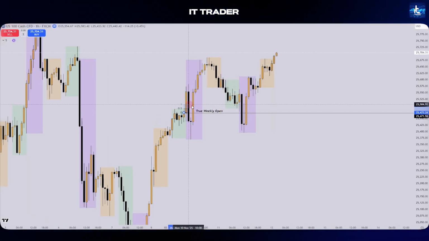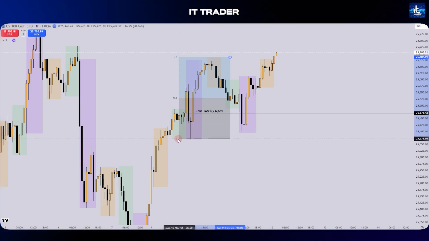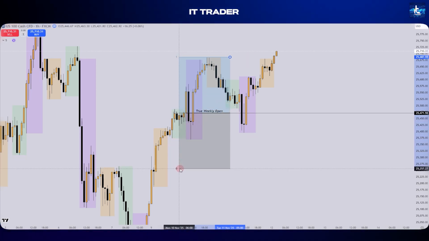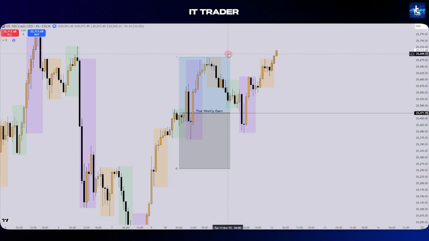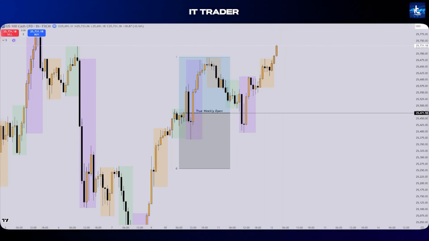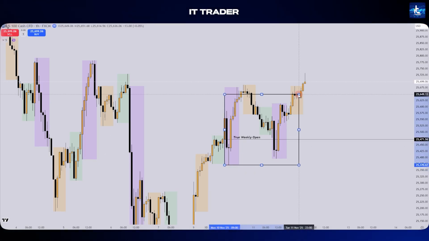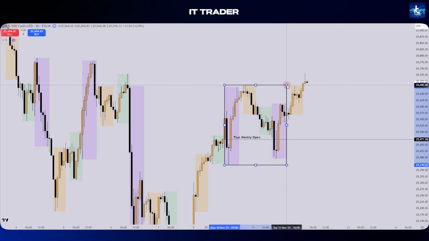Now, it's important to note that if we focus on the true weekly open, then everything above this level is a premium, and everything below is a discount. This is a basic filter that helps us understand in advance where it makes more sense to look for sells and where to look for buys. We can also see that Monday and Tuesday formed a range, the very range accumulation I mentioned at the beginning.